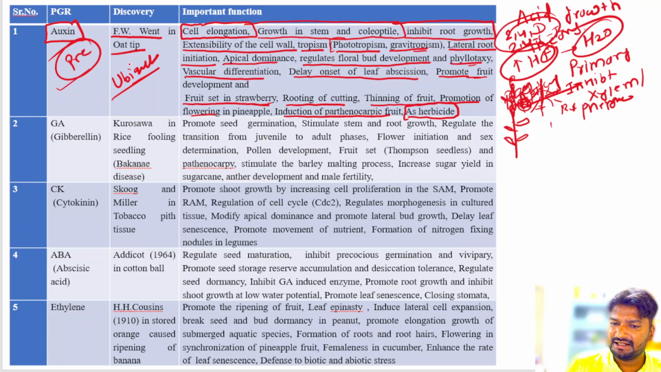Rooting of cuttings: in cuttings it promotes rooting. Thinning of fruits: reduces the number of fruits, so it can increase the fruit quality. Promotion of flowering in the pineapple and induction of seedless fruits, and commercial use as herbicides. So these are the important roles of auxin. Okay, now come to the next hormone, that is known as gibberellin.